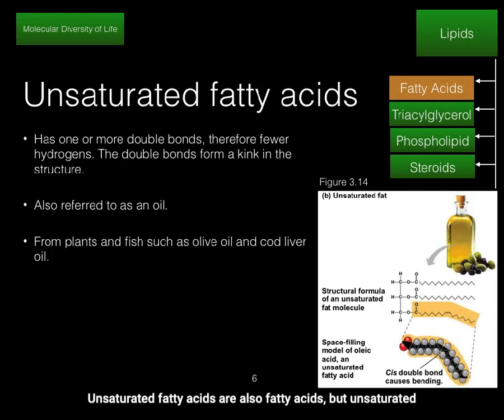Unsaturated fatty acids are also fatty acids, but unsaturated fatty acids have one or more double bonds and therefore have fewer hydrogens. So they're unsaturated with hydrogens. You can observe the double bond in the figure shown on the slide and how this double bond results in a kink in the chemical structure. Because of the double bonds, unsaturated fatty acids are often liquid at room temperature and are referred to as oils. Examples are fish oil, cod liver oil, olive oil, and coconut oil.